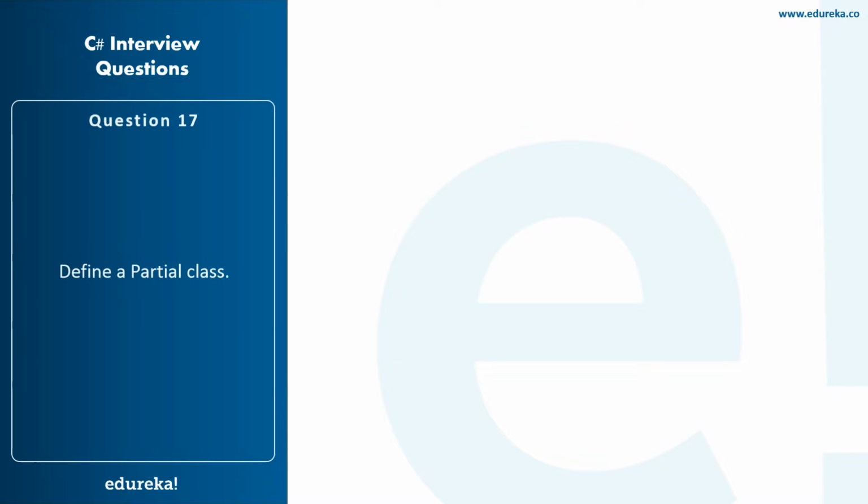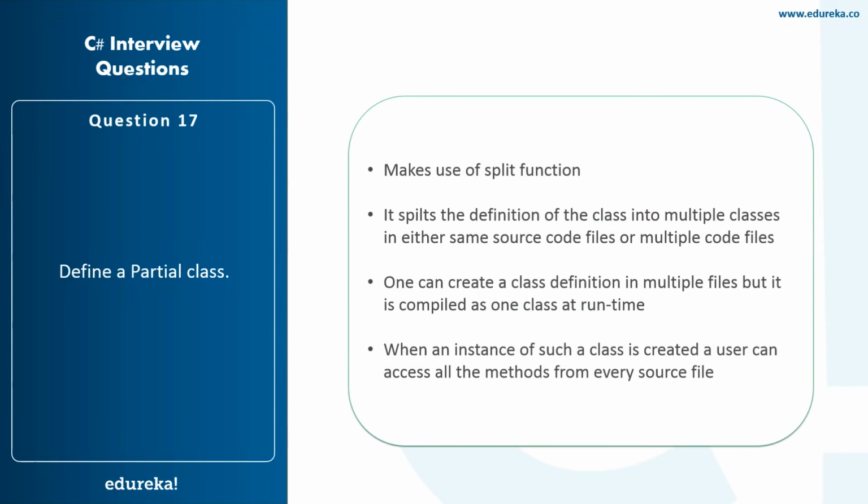Moving on to the next question, which says define a partial class. A partial class essentially splits the definition of a class into multiple classes, in either the same source code file or multiple source code files. One can create a class definition in multiple files, but that is compiled as one class at runtime. And when an instance of this class is created, one can access all methods from every source file with the same object. It is indicated by the keyword partial when you are making use of partial classes in the C# programming language.